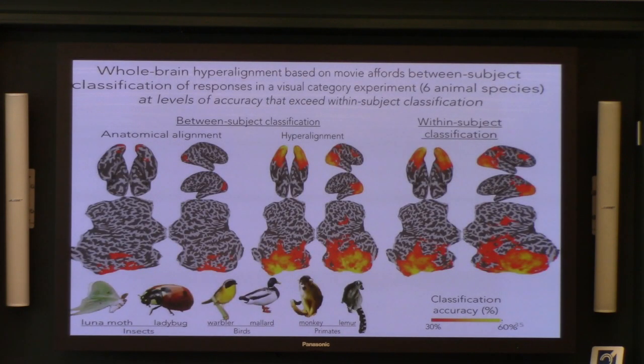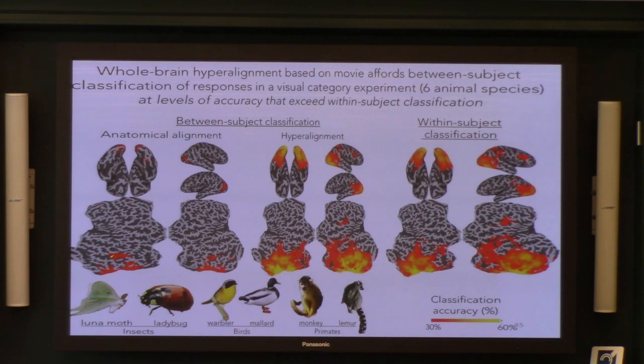And this has general validity. If we derive these transformation matrices based on the responses to the movies, okay, what I just showed you was properly cross-validated. So we derived the transformation matrices in half of the movie and then applied that to the other half of the movie to do the classification. Now with this, we took the transformation matrices derived from the movie viewing data and applied those to the data from this animal species category perception experiment.